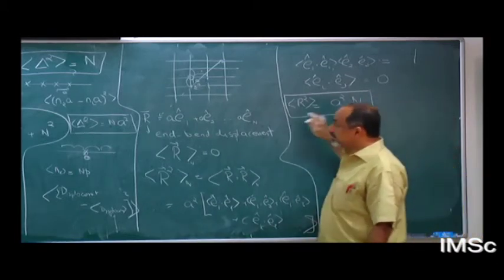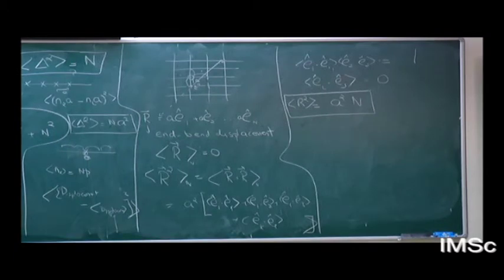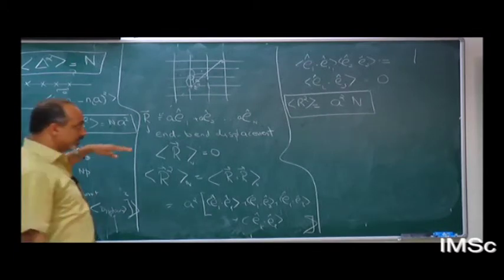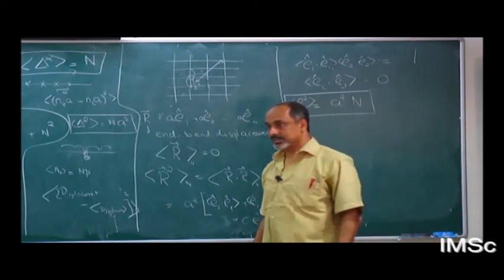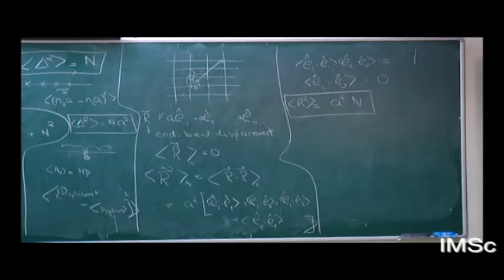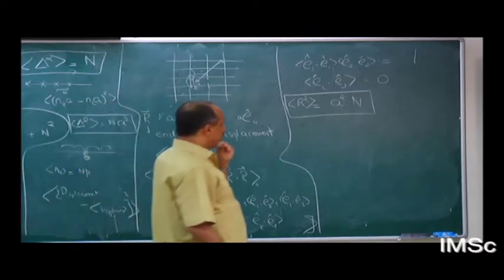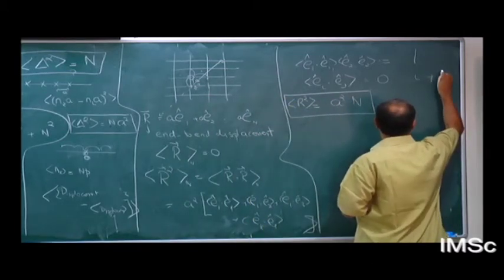This is the same result as the one here, but it's just a little more physically argued as to why this should be the case. Is that clear? Why that should be the case? Equal to 0 for i not equal to j.